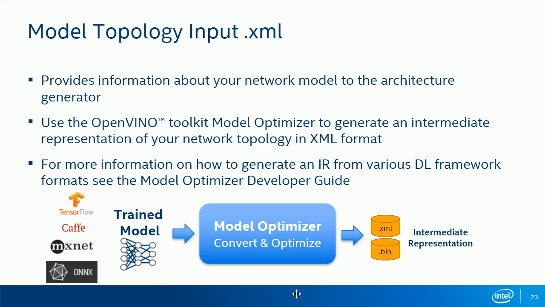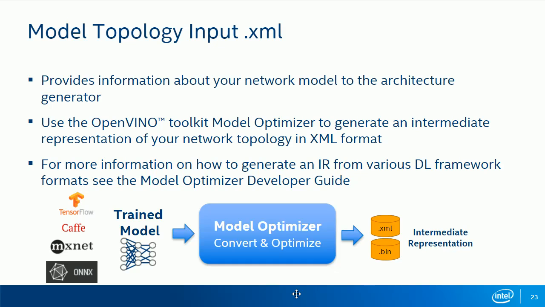To provide information about your network model to the architecture generator, an intermediate representation or IR.xml file is needed. This file is generated by the model optimizer that is part of the OpenVINO Toolkit. The model optimizer takes a trained model described in the supported format, for example TensorFlow, Caffe, MXNet, or ONNX, and then converts the network and optimizes it for inference purposes and then generates the intermediate representation.